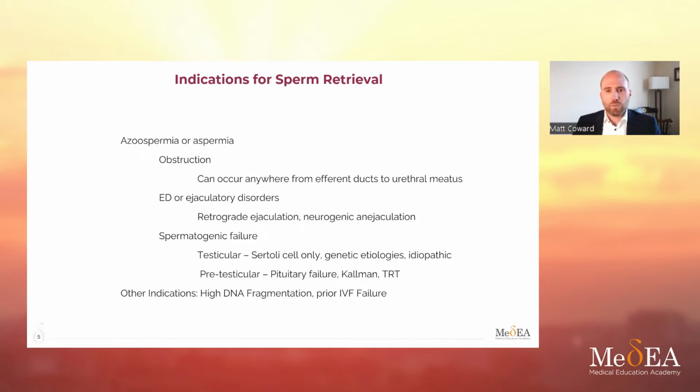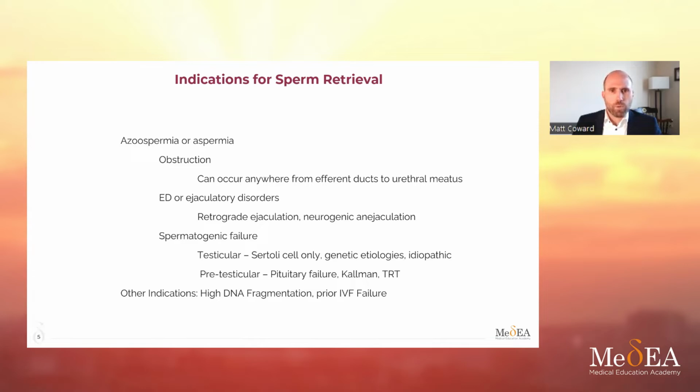The testicular are the more common, and these involve Sertoli cell only syndrome, genetic disorders, as well as about 50% of the time they're idiopathic. And then there's pretesticular causes of spermatogenic failure. We're not going to talk much about these. These are medically treatable causes of azoospermia, but this can include pituitary failure, such as from Kallmann syndrome, hypogonadotropic hypogonadism, as well as from prior testosterone or anabolic steroid use.